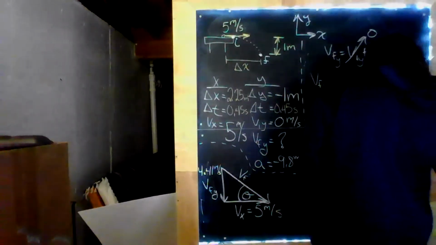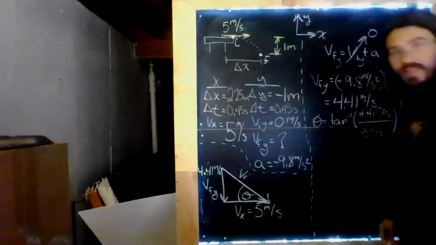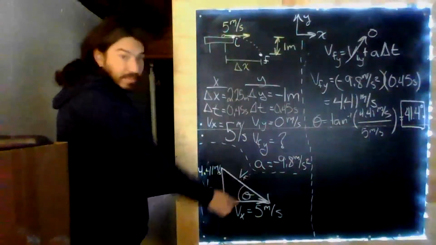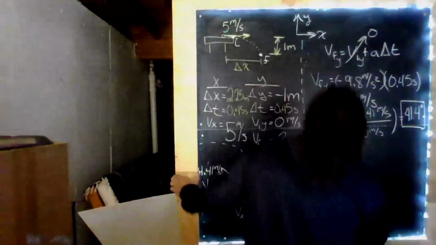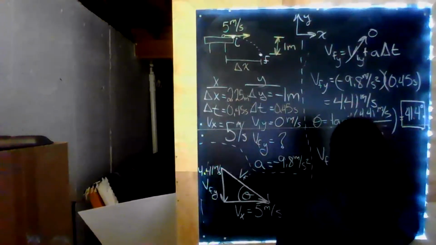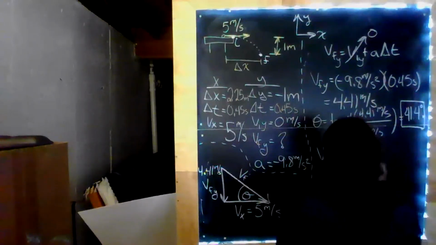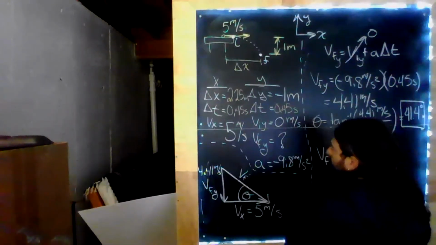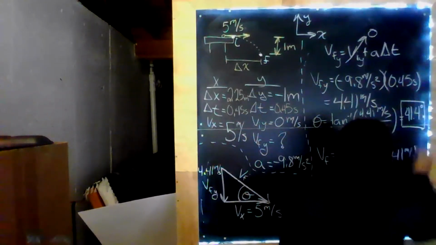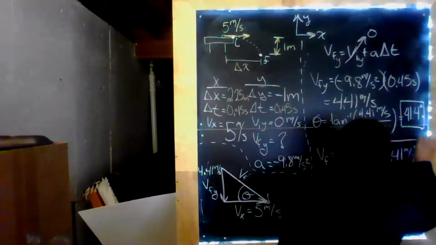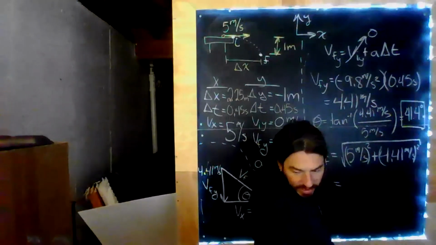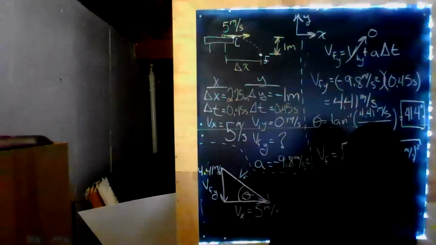There's my impact angle. And what is my final speed? The speed right before it hits the ground. For that, I need to find the hypotenuse of this. And so we have v final, we'll use the Pythagorean theorem. That's the square root of 5 meters per second squared plus 4.41 meters per second quantity squared. And we run our calculator. We get 6.67.